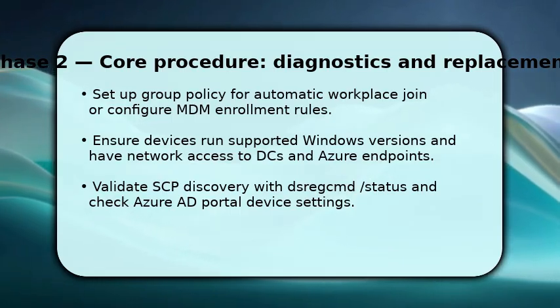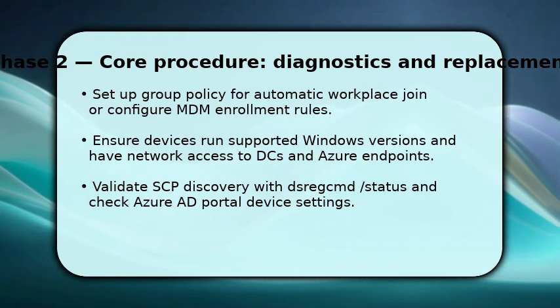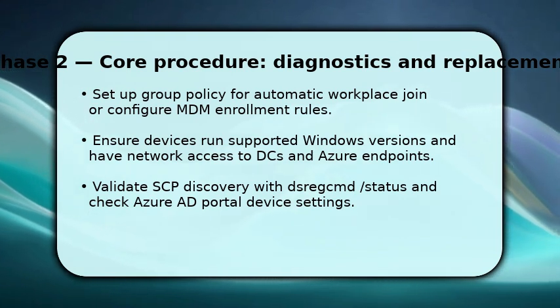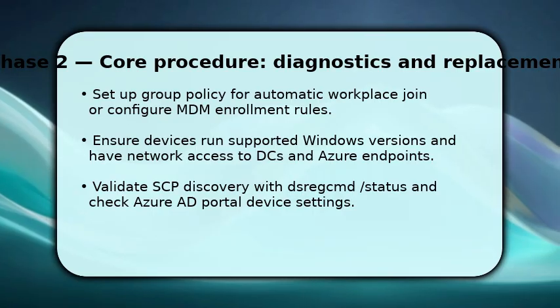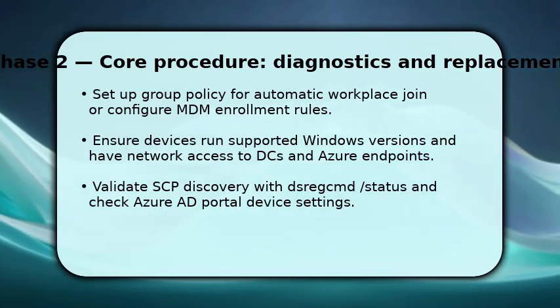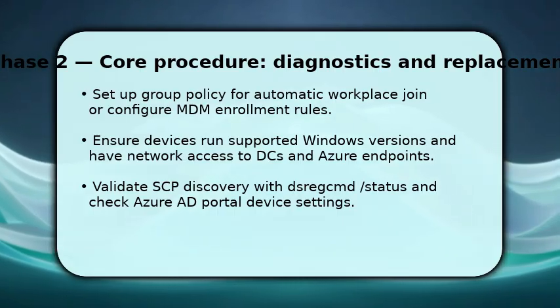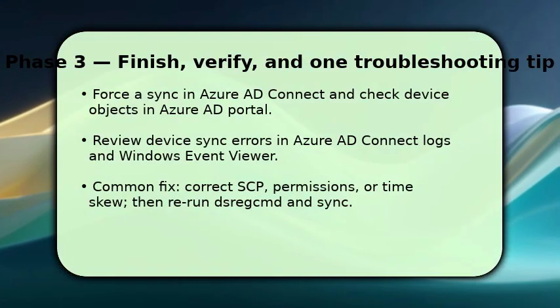Once policies are applied, use dsregcmd /status on a client to force and inspect registration. If the client reports an SCP mismatch, revisit AD SCP. You finish by forcing a full sync in Azure AD Connect, and then verifying device objects appear as hybrid Azure AD joined in the Azure portal.